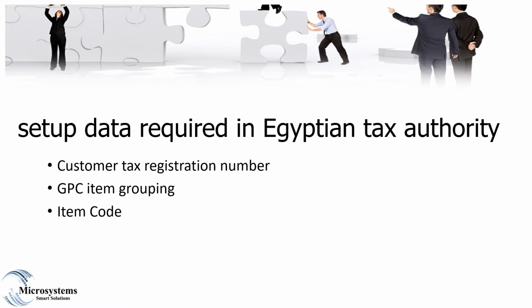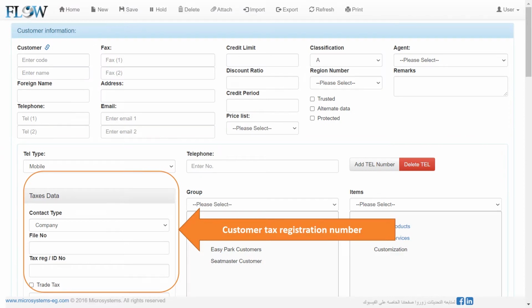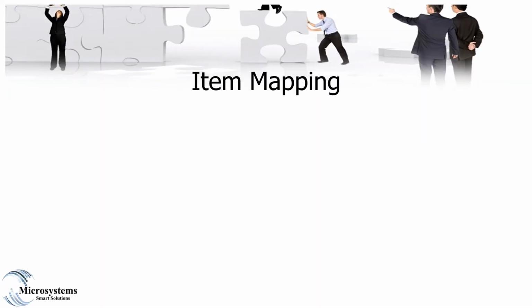We will move now to the technical part, which explains how to activate the electronic invoice on the system. Let's preview the program screens. To apply the e-invoice, the first step is to get the tax registration number and write it in the file number cell that leads us to item mapping. We are also working on item mapping in auto generation of item code.